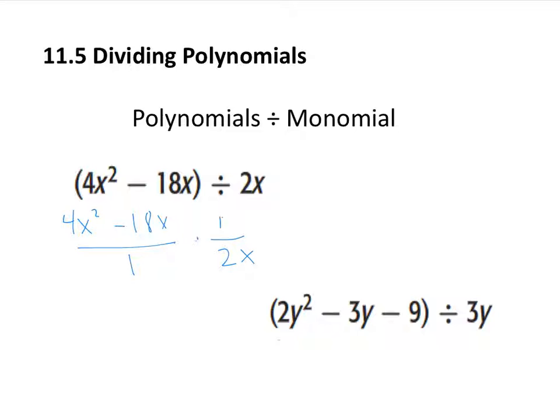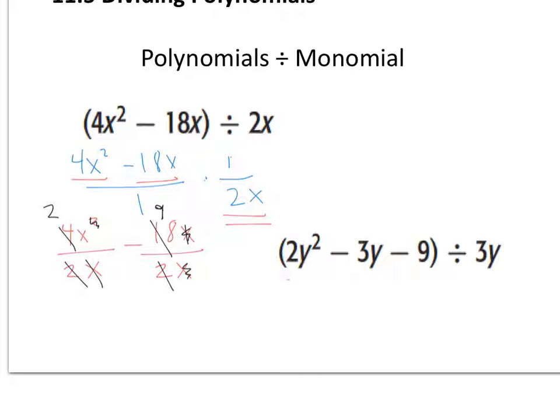So now I want to see how many times does 2x go into 4x squared? And how many times does 2x go into 18x? So I'm going to rewrite this as first term divided by 2x and second term divided by 2x. And now let's simplify. 4 over 2, I can take out a 2. If I take out an x there, I'm left with 1x in the numerator. Here I can take out a 2 and I'm left with 9. Both x's cancel out.